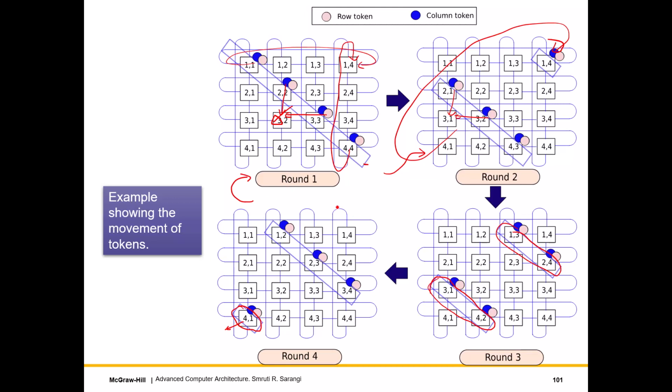If you think about it, the tokens themselves are moving independently. The row token moves along the rows, and the column token moves along the columns. So the movement as such, or the movement per se, is independent.